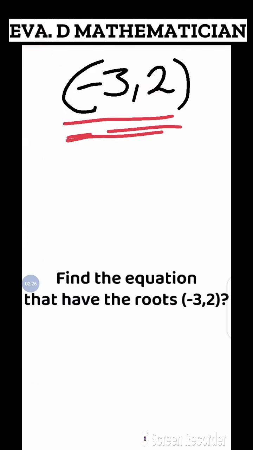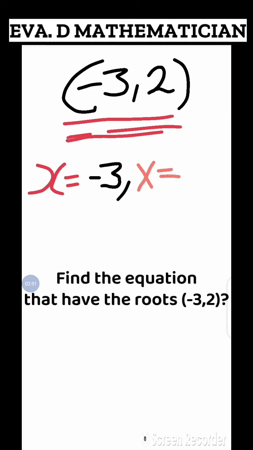We always arrive at having two answers for x, right? That means when we solve, we're going to have x equals the first one, which is minus 3, as the first answer for x, and then when we solve again, we'll have x equals the next answer, which is positive 2. So these are the two we are going to use to arrive at the equation.